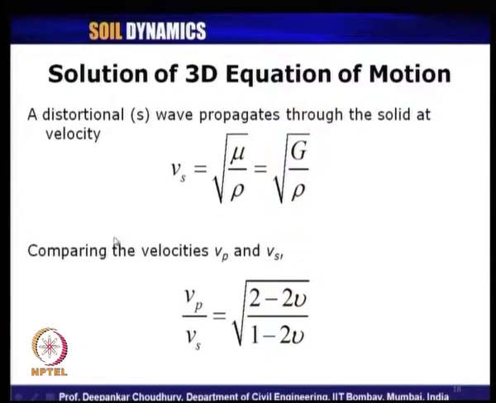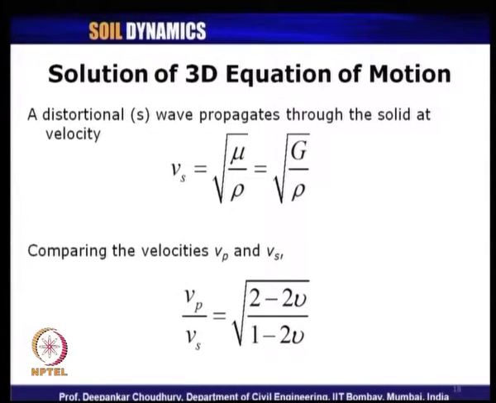Now, if we compare these two velocities, that is primary wave velocity and secondary wave velocity, what can we write? The ratio of these two velocities, that is V p by V s, can be simply written in this form, that is root over 2 minus 2 mu by 1 minus 2 mu. So, this is another excellent expression which is very frequently used in soil mechanics or soil dynamics.